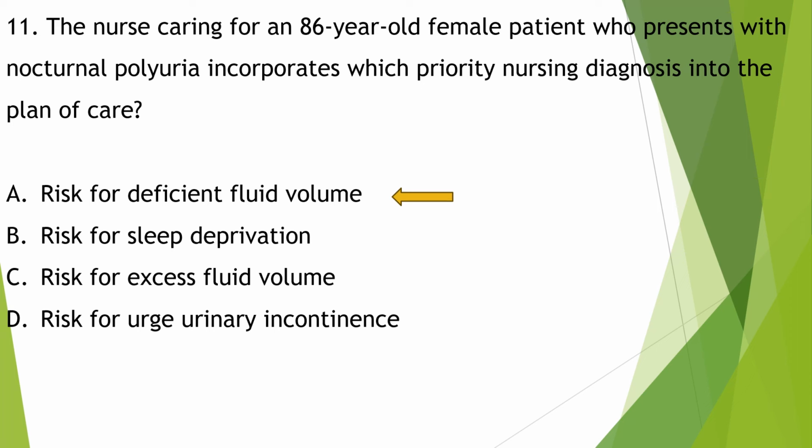Because of the poorly concentrated urine, frequent urination, decreased water weight and decreased effectiveness of ADH and aldosterone, geriatric patients are at increased risk for fluid volume deficit or dehydration. Although risk for sleep deprivation and risk for urge urinary incontinence are possible diagnoses, they are not the highest priority. The patient is not at risk for fluid volume excess also.